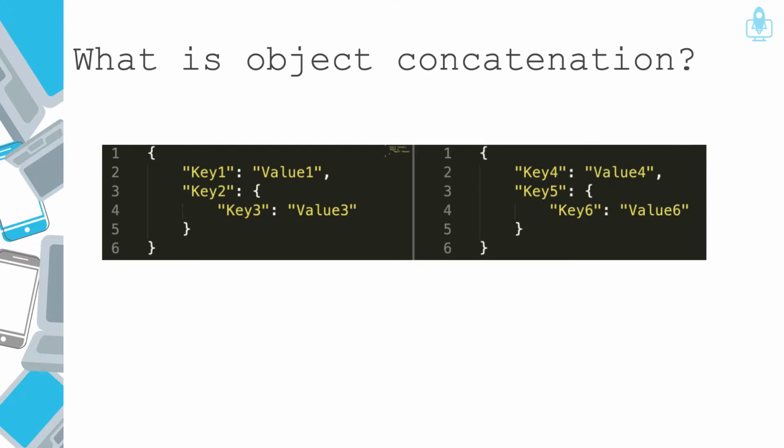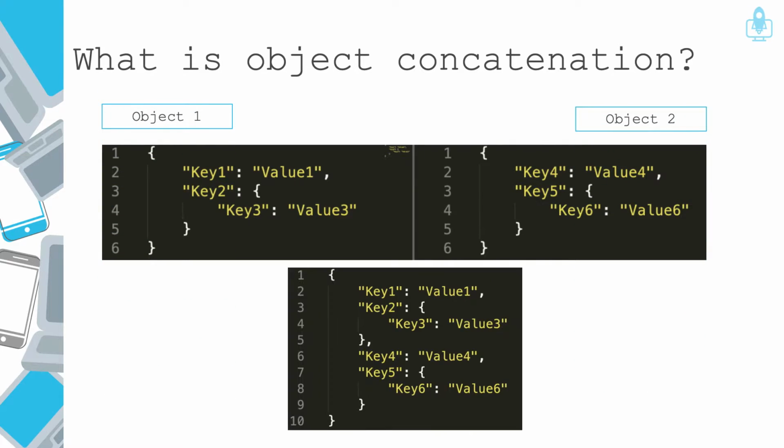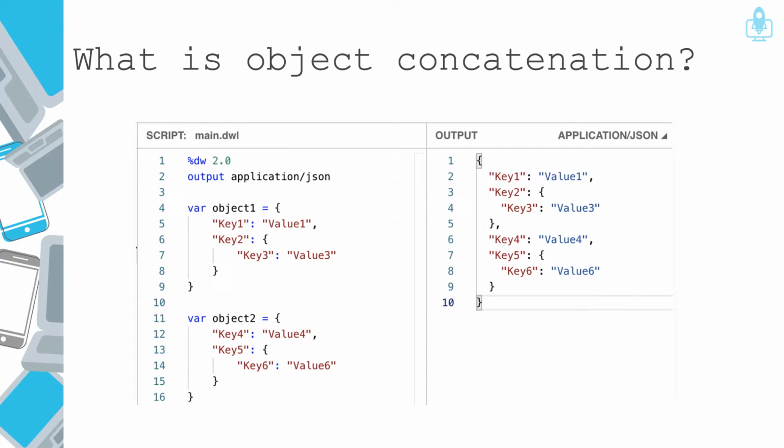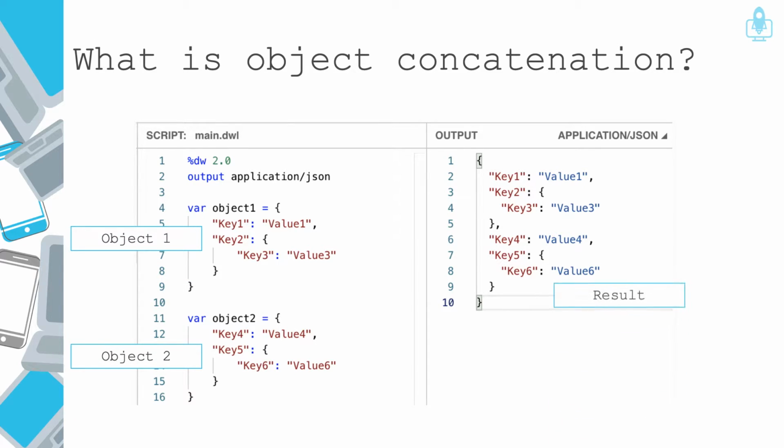Okay, what is object concatenation? When I say this, I mean the action of combining 2 different objects and creating one single object containing all the fields or keys and values of these objects. For example, we have these 2 JSON objects and we want to achieve this. In the end, we have one single object that contains everything that the other 2 objects had. This is object concatenation. If we translate this example to DataWeave, it looks like this. Here we have our 2 objects and the output object that we want as result.